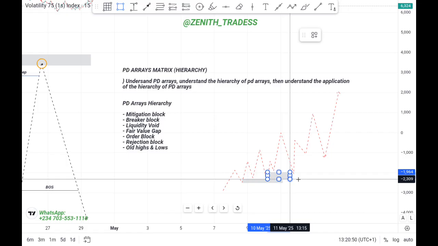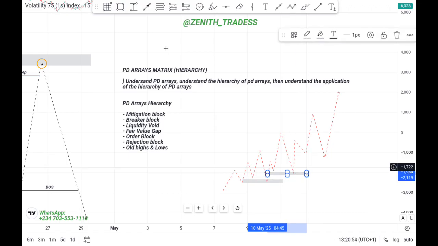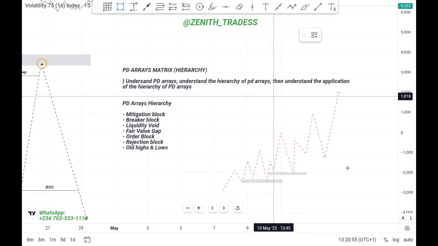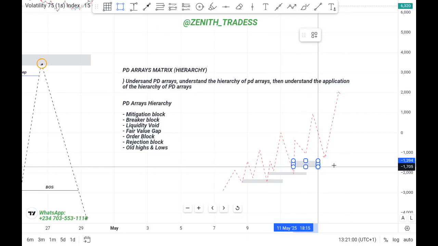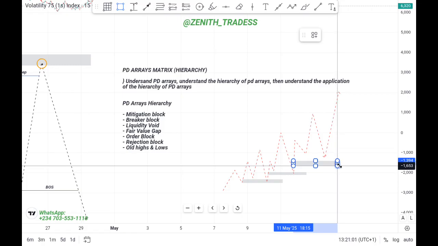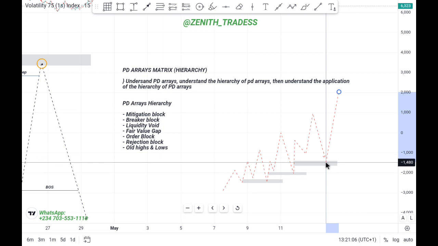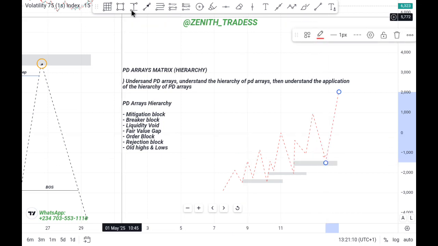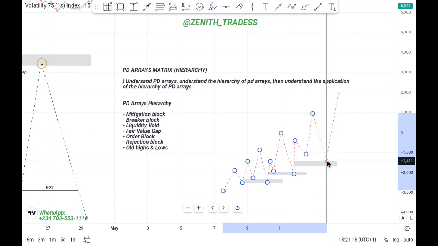Anytime price leaves the 4H fair value gap, it is going to create another fair value gap instantly, because that's an impulsive move. Once price is moving impulsively, it means that it will always leave behind fair value gaps. So these are 4H fair value gaps.